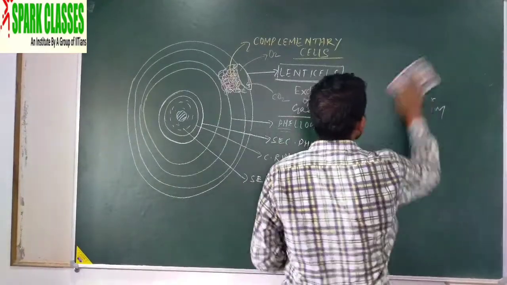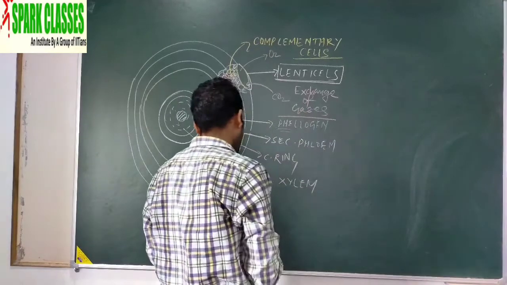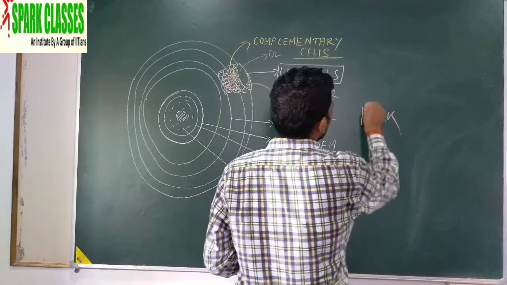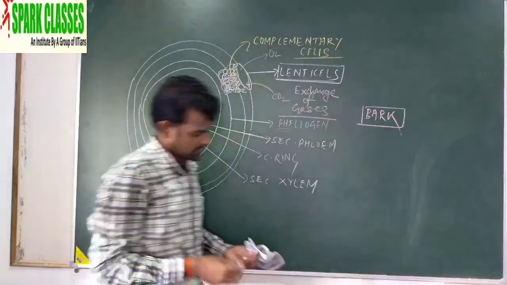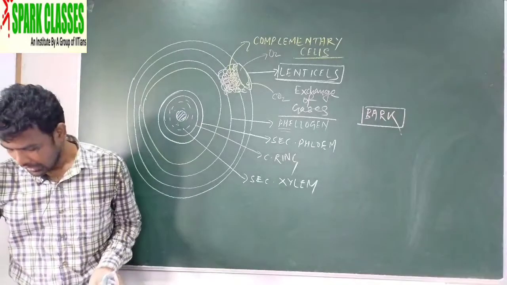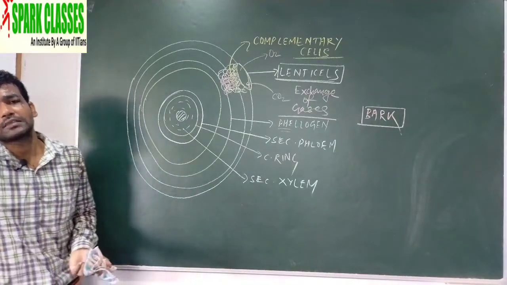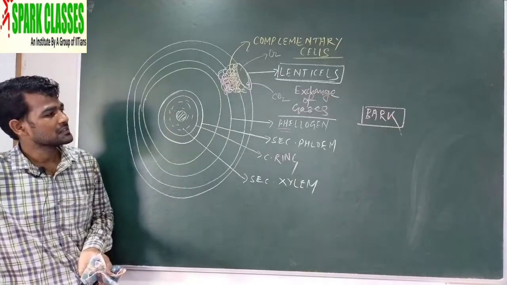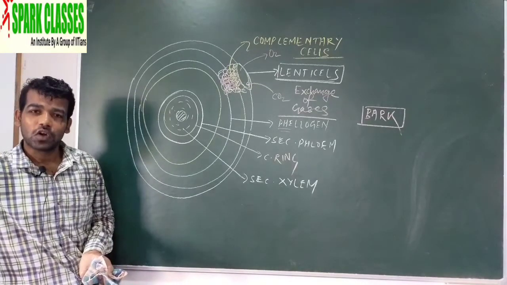So one question comes: what is bark? Very important question. Bark, all of you know, is used for the outer covering. The outer covering of a stem is called bark. In case of a plant, the outer covering is called bark. But it is a non-technical term.